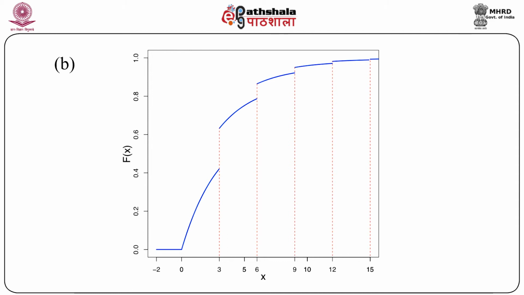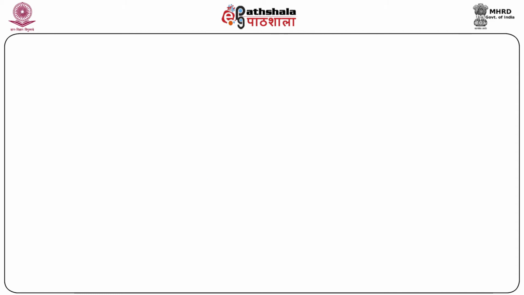Another interesting thing that we can observe immediately: if we want to calculate the probabilities of two events, probability 4 less than x less than 6 and probability 4 less than x less than or equal to 6. Let's calculate this one by one.